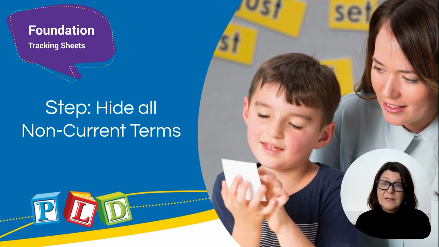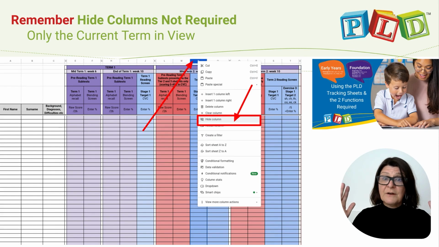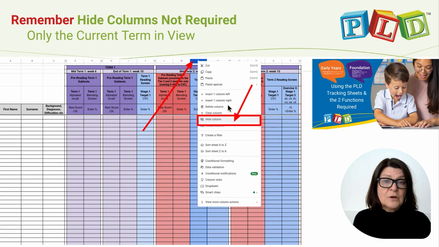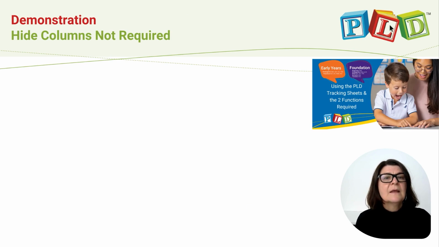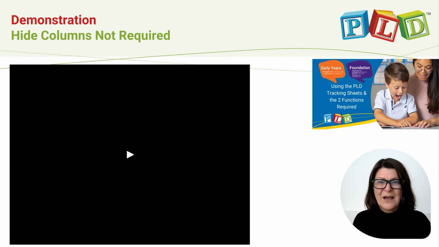As has already been mentioned, we need to hide all non-current terms. So the spreadsheet's very wide, and it's a matter of clicking on the letters at the top, right-clicking with your mouse, dropping down and hiding columns. This information video provides a demonstration and an explanation, but a short video also demonstrates how this is done.